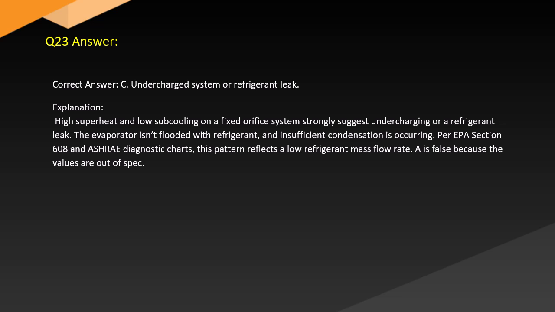Answer. Correct answer. C. Undercharged system or refrigerant leak. Explanation. High superheat and low subcooling on a fixed orifice system strongly suggest undercharging or a refrigerant leak. The evaporator isn't flooded with refrigerant and insufficient condensation is occurring. Per EPA Section 608 and ASHRAE diagnostic charts, this pattern reflects low refrigerant mass flow rate. A is false because the values are out of spec.